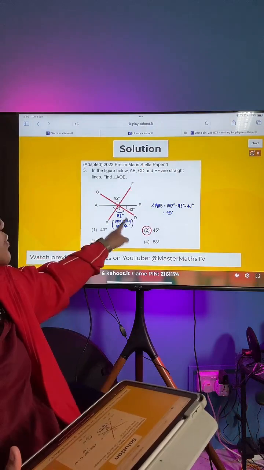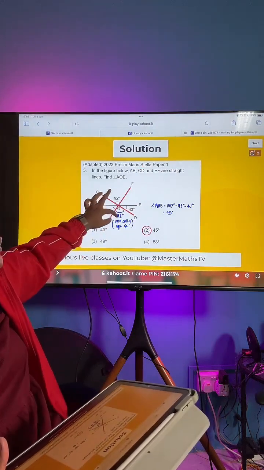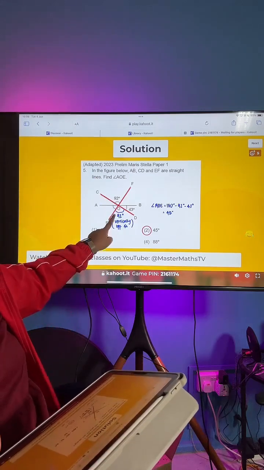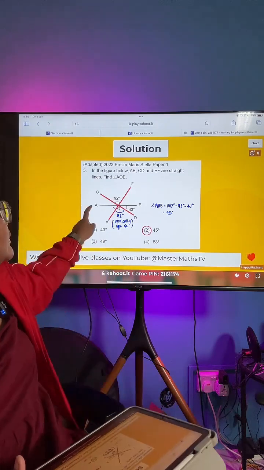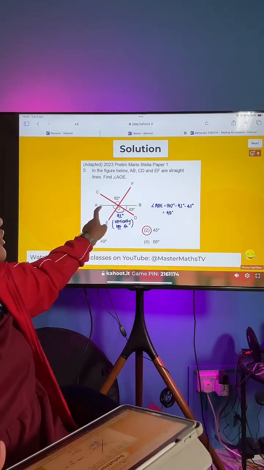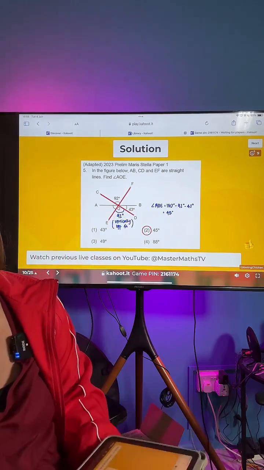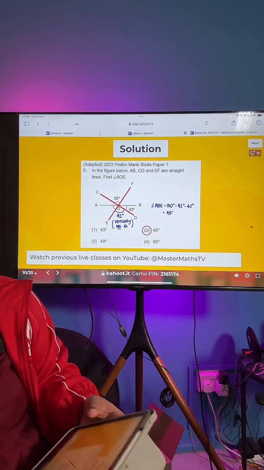Alright, so how to solve this? Very simple. Because we got straight lines, remember the X, right? What we can use is vertically opposite angles. So, 92 degrees at the top is 92 degrees at the bottom as well. Okay, vertically opposite. Then you use angles on a straight line. 180 minus 43 minus 92 gives us 45. Alright, yes, vertically opposite angles. Okay?